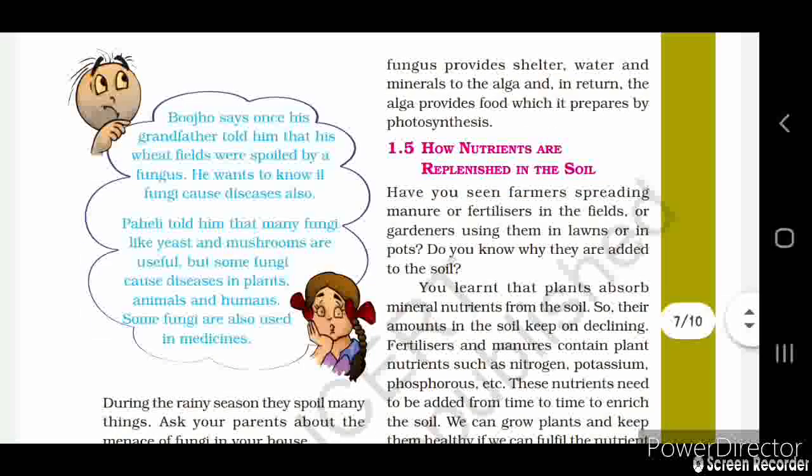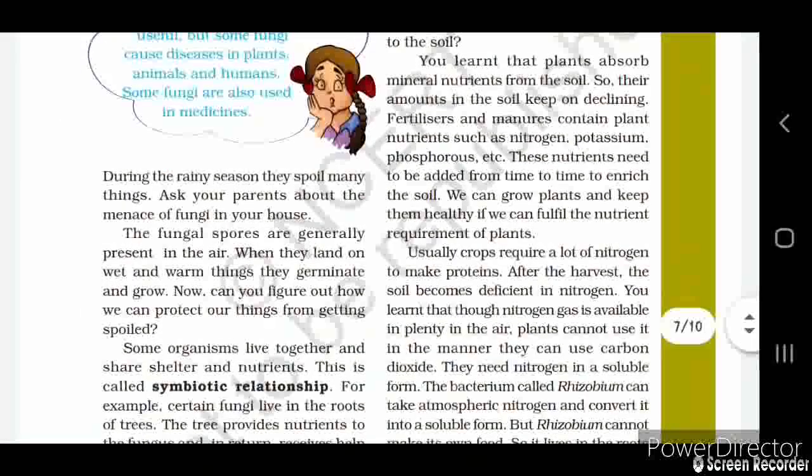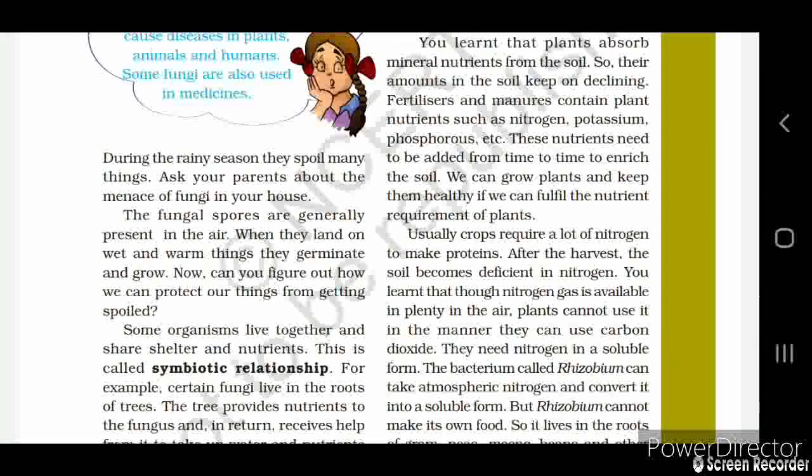How are nutrients replenished in the soil? You learned that plants absorb minerals and nutrients from the soil. So their amounts in the soil keep on declining.